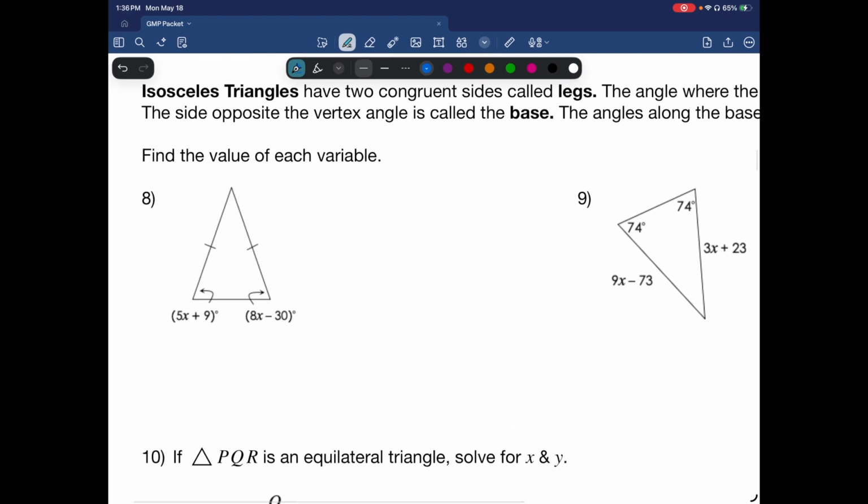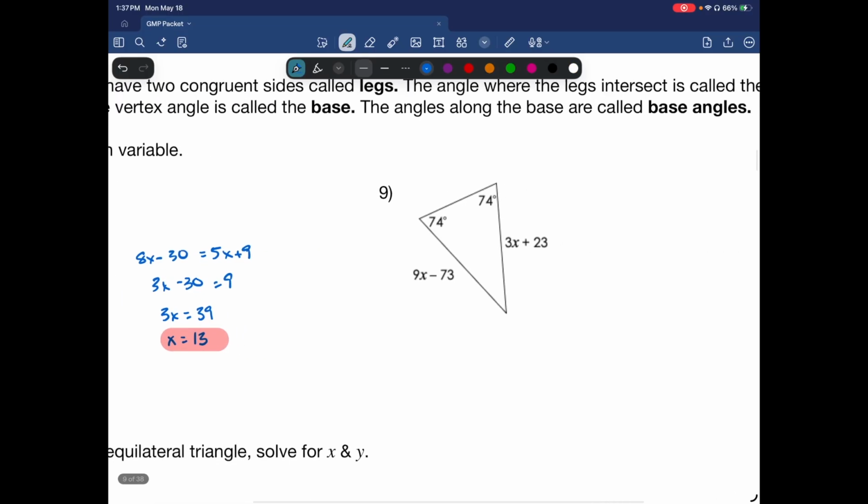So the two sides are congruent, which means the two angles that are here are congruent. All right, so I can set these two equal to each other, so that 8x minus 30 equals 5x plus 9. Okay, and so that's going to be 3x minus 30 equals 9. 3x equals 39. X equals 13. All right, so we got x equals 13 there.